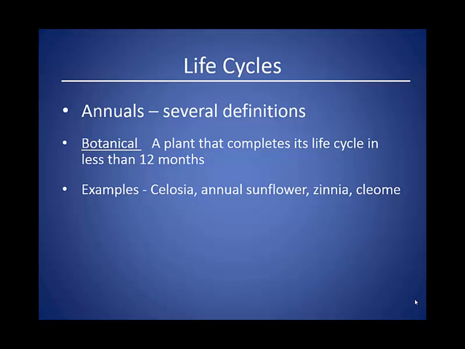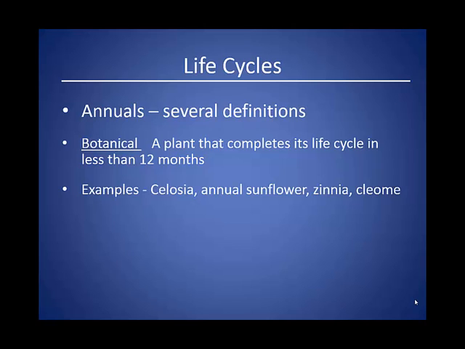So we'll just talk about a few definitions. Like I said, you'll get more of these in plant science, and this is just to make sure we're all on the same page as we talk. So an annual can have a couple different definitions. The botanical definition of an annual is a plant that completes its life cycle from seed to growing, producing flowers, fruit, and seed in one 12-month period. So that's the botanical definition.